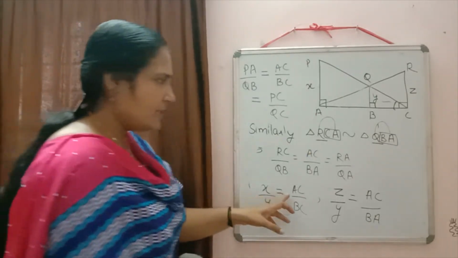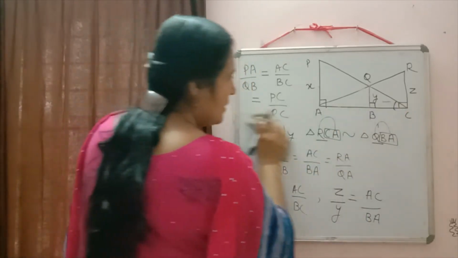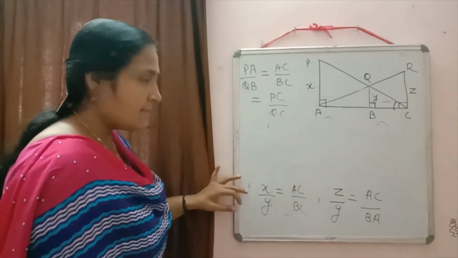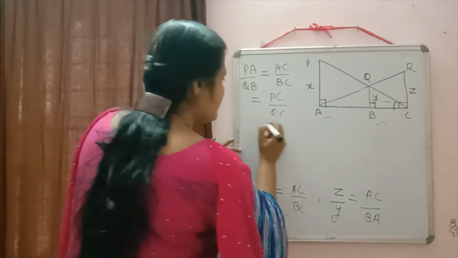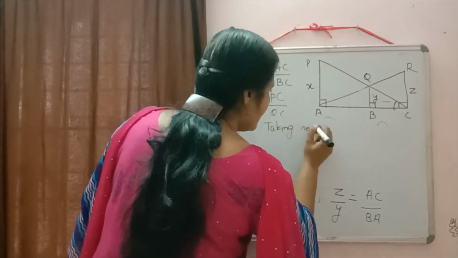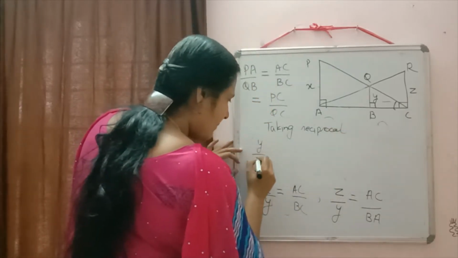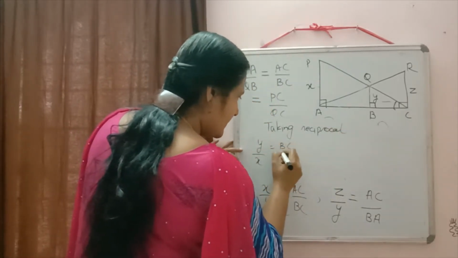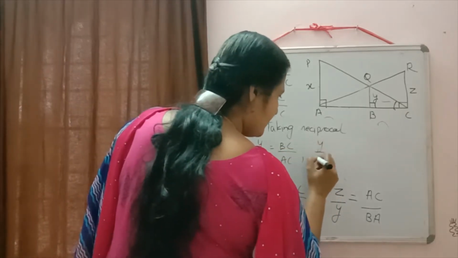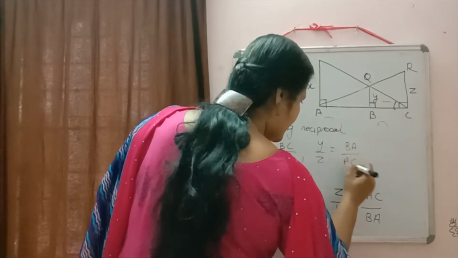AC is coming in the right hand side, and AC is the longest side. So what we will do? We will take the reciprocal there. So just write down after this, taking reciprocal, of both. Then what will come? Y by X is equal to BC by AC. Similarly, in the second one, what will come? Y by Z is equal to BA by AC.